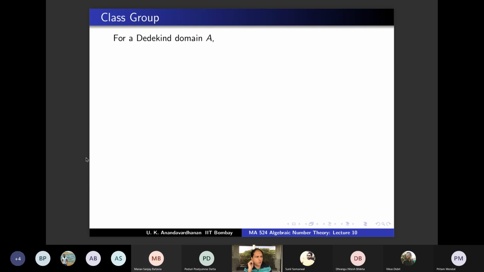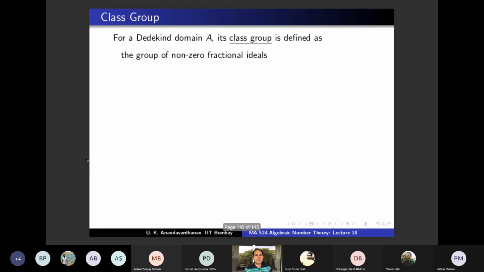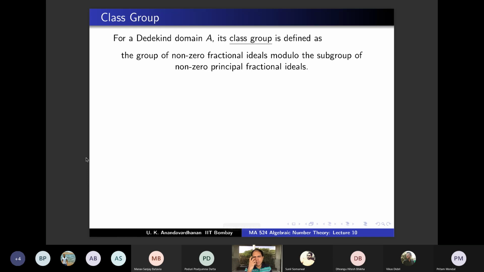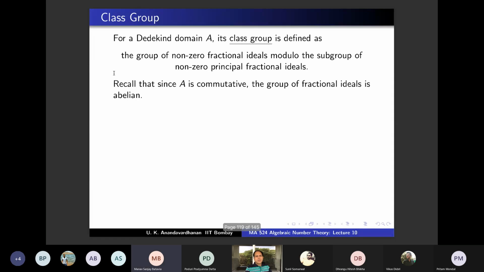And you take the following subgroup, which is the group of all non-zero fractional ideals which are principal, meaning generated by a single element. So that will be a subgroup. Is that a normal subgroup? Yes, because the full group is abelian. You take this quotient. This is the definition of the class group. So the class group is defined as the group of non-zero fractional ideals modulo the subgroup of non-zero principal fractional ideals. And any subgroup is normal because of abelianness. Okay, so very, very important definition. This is the class group: a group of fractional ideals divided by the group of principal fractional ideals.